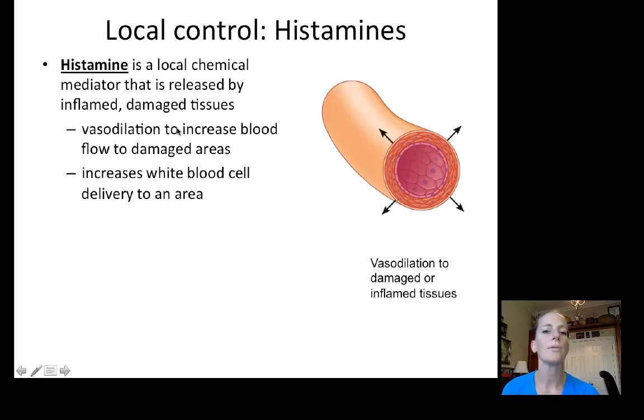Histamines are also local chemical changes, and they are generally released by inflammation or damaged tissues. So when there is pathogen damage or a cut in the tissue or damage to the tissue, then we increase blood flow to those areas to deliver the immune cells or the white blood cells. We want to do that so that the white blood cells can start to clean up and flag the immune system as to what actually caused that damage. So histamine is the major change there.